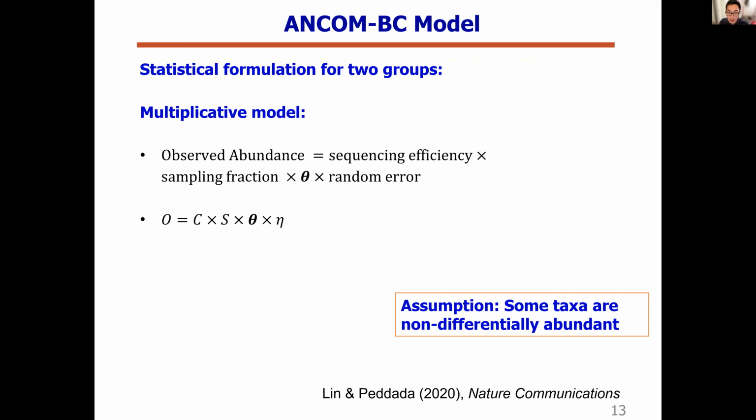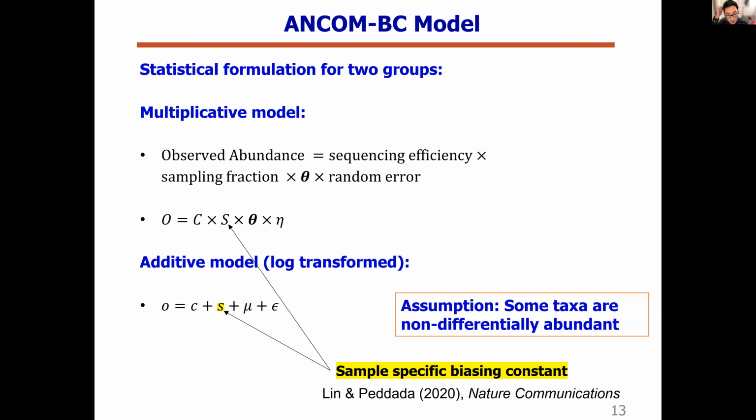And we have the least rigorous assumption, as all existing methods will only require that some taxa are non-differentially abundant, not a large proportion of them. And then we do the log transformation to transform the multiplicative model to the additive model. Now in log scale, the observed abundance O equals the sequencing efficiency plus sampling fraction plus the parameter mu and some random error.